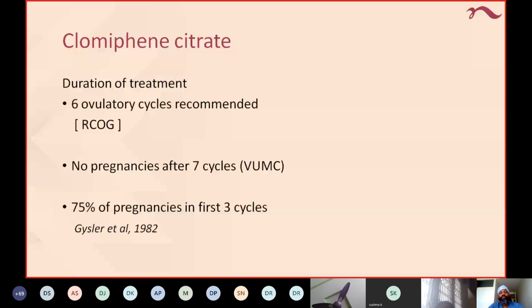pregnancy. 75% of pregnancies occur in the first 3 cycles only. So even if you are giving 6 cycles, it should happen in the first 3 cycles. For the next 3 cycles, you should be very careful as to why it is not happening. There should be some other confounding factors you should look up. But if it has to happen, in the first 3 cycles, it will click.